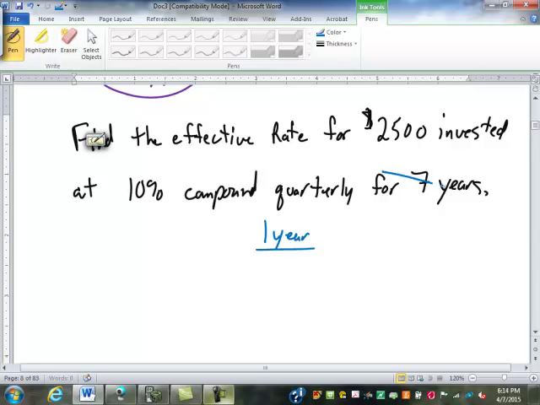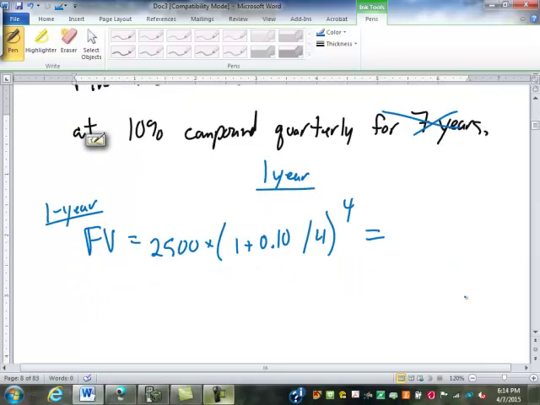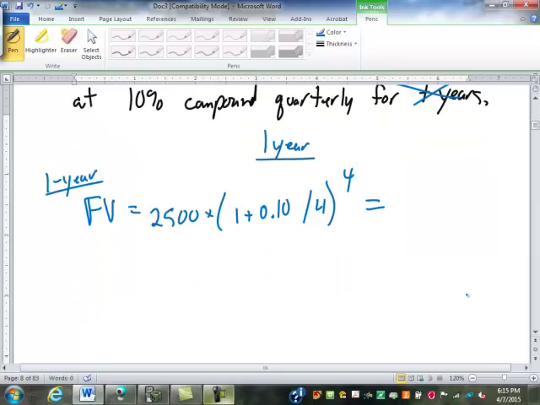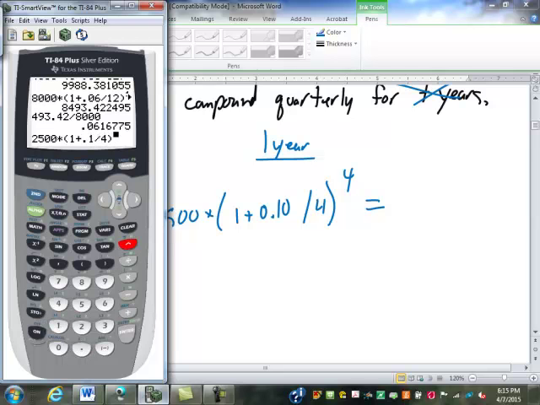How do you divide it before it's still 4? So you're looking at a future value. Remember, future value at the end of 1 year is your first step. So that's going to be the 2,500 times 1 plus 10% is 0.10 divided by 4 because it's quarterly, to the power 4. You only raise it to the power of 4. So you got 2,500 times 1 plus 0.1 divided by 4, close parentheses, to the power of 4.